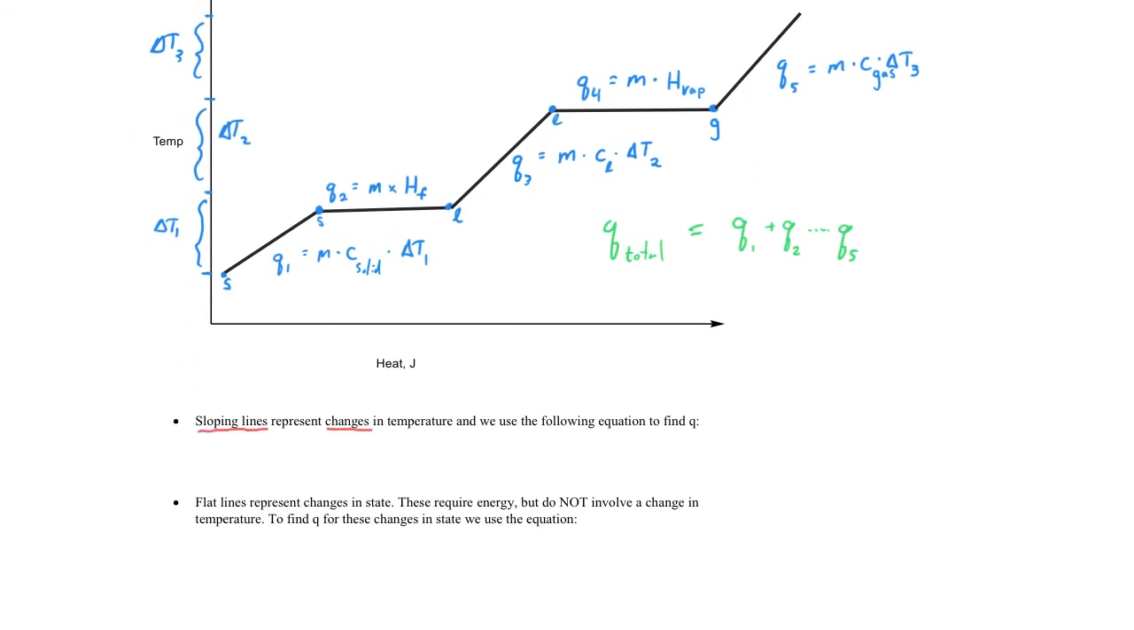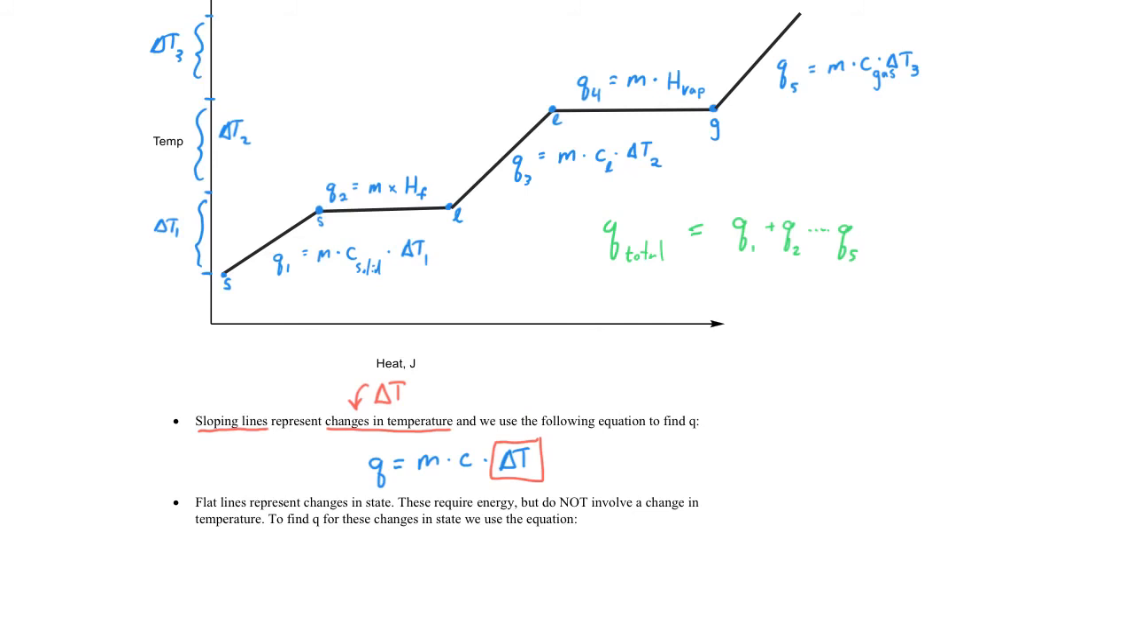Now, just to reiterate that point, sloping lines on this graph represent changes in temperature as well as energy, but temperature is the key word there. Because these parts of the process involve a change in temperature, or delta T, the formula that we use to calculate the energy must also involve a change in temperature, or delta T. So if we have a change in temperature, we need to make sure we use this formula. Q is equal to m times c times delta T.